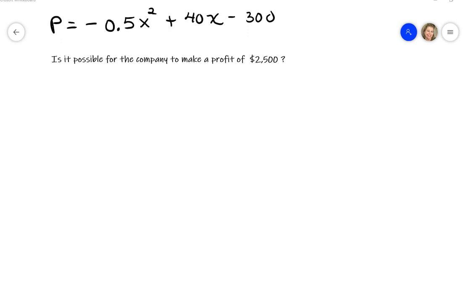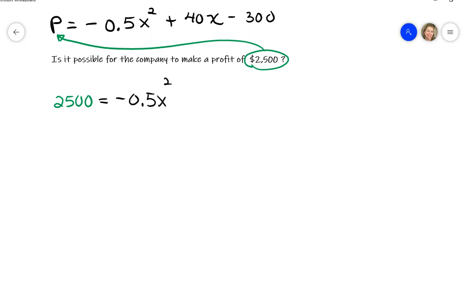You're going to do the same thing that you did before. You're going to take this number here and plug it in to P. So I'm going to put 2,500 here, and you're going to try to solve this for X. If it's impossible, you're going to run into imaginary numbers.